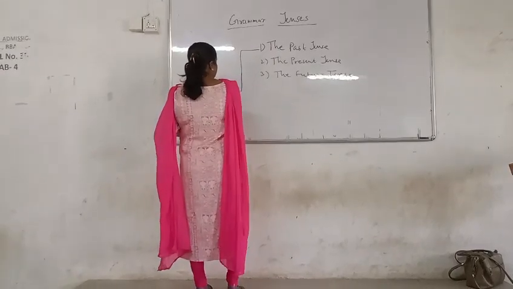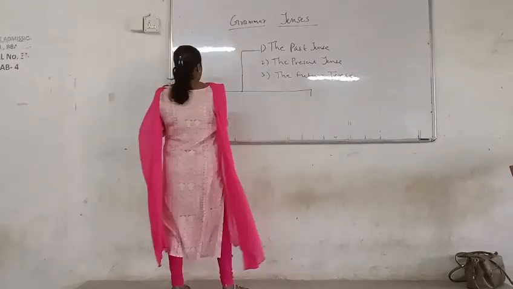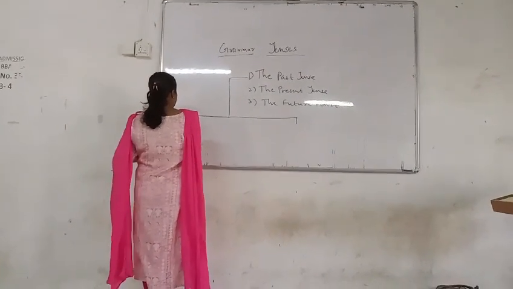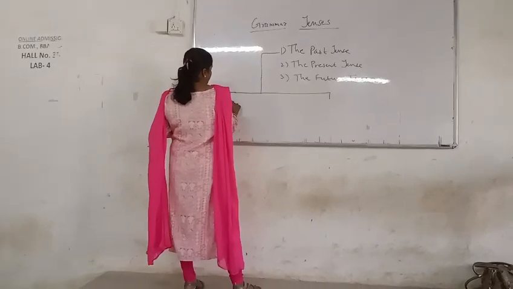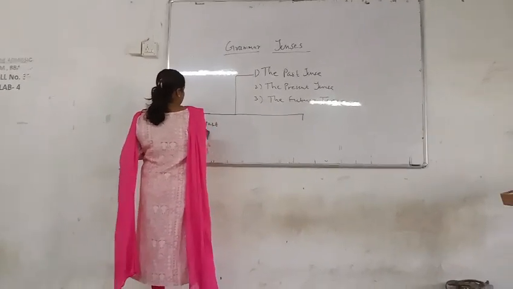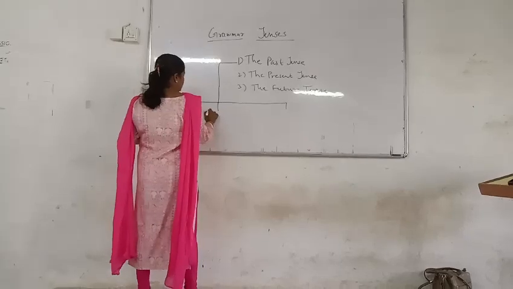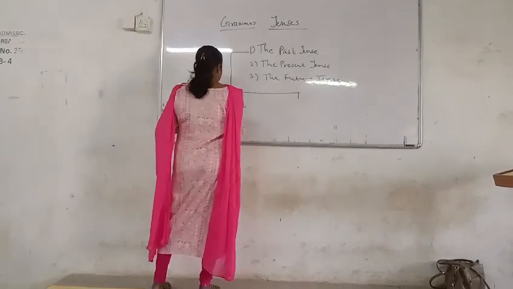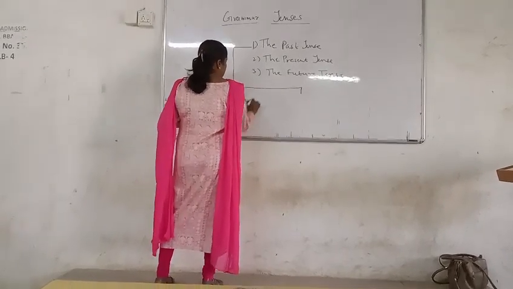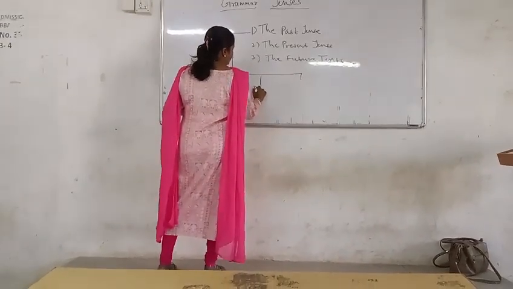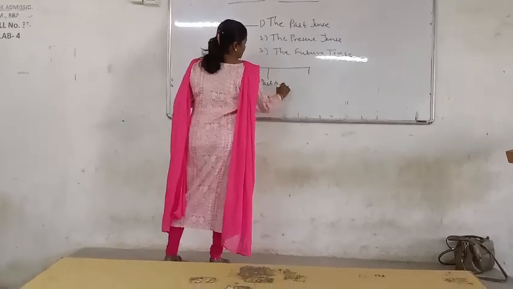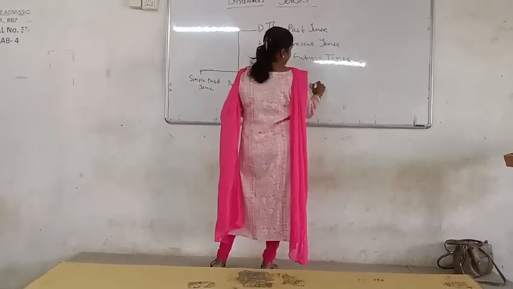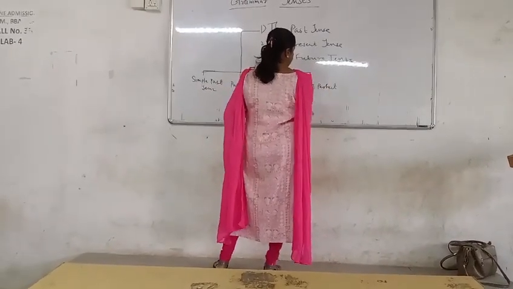Now, what are the 4 types or subtypes of the past tense? Simple past tense. The second one is past continuous. The third one is past perfect. And the fourth one is past perfect continuous tense.